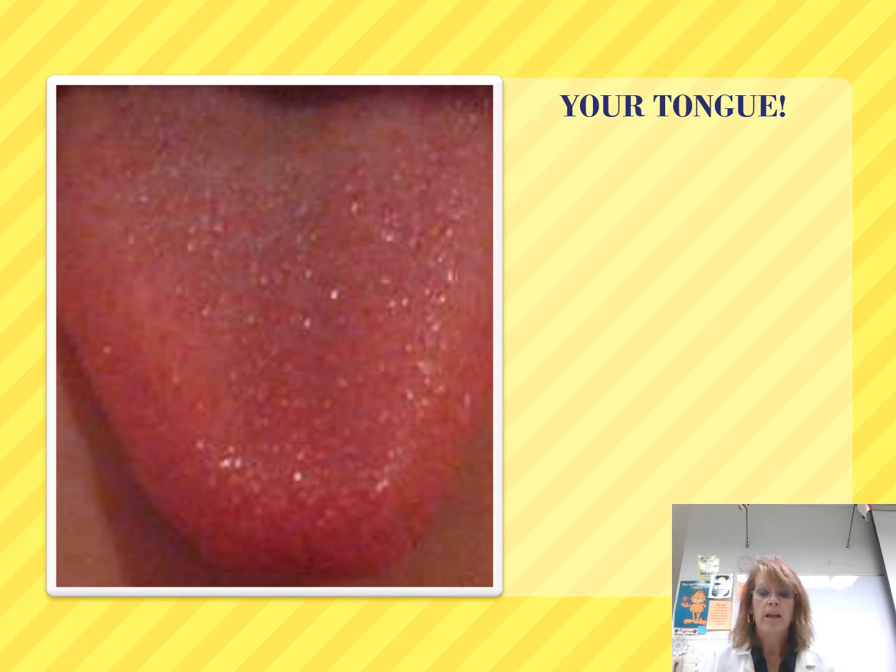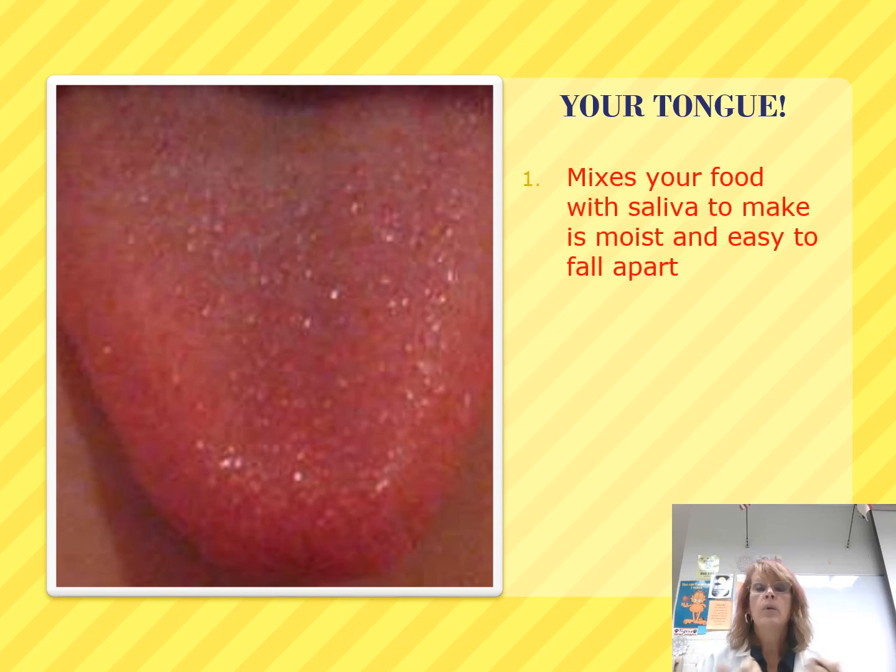But in the case of your tongue, one of the jobs of your tongue is to mix food with saliva. You have lots of salivary glands, and as you chew, the food rolls around and gets mixed with saliva. That's going to make the food soggy, so it's easier to fall apart. Saliva also has enzymes in it, so it's going to help start breaking that food down. Saliva has mucus in it, so it makes your food slimy, so it's easier to swallow.